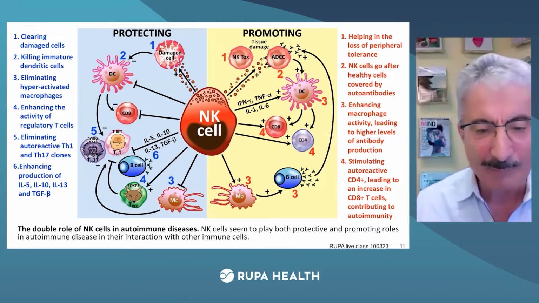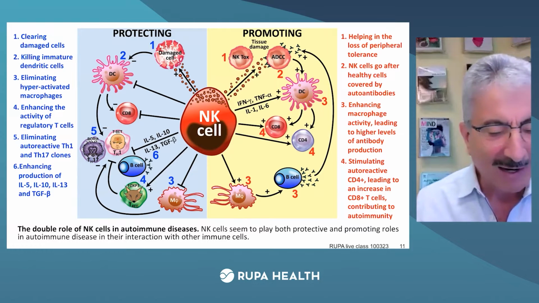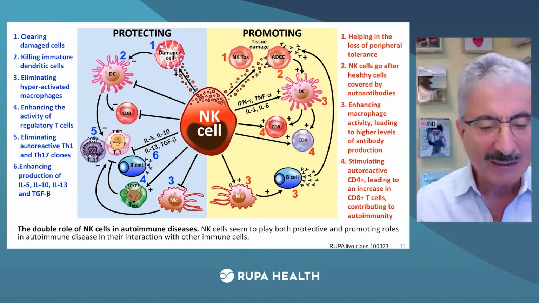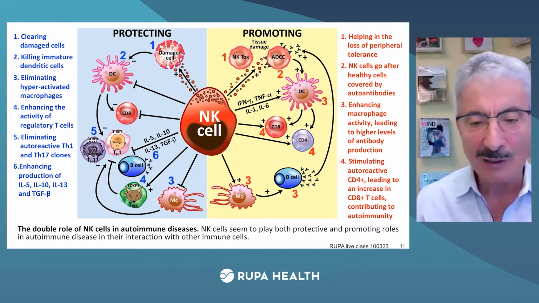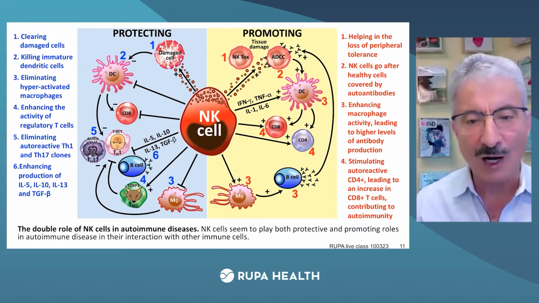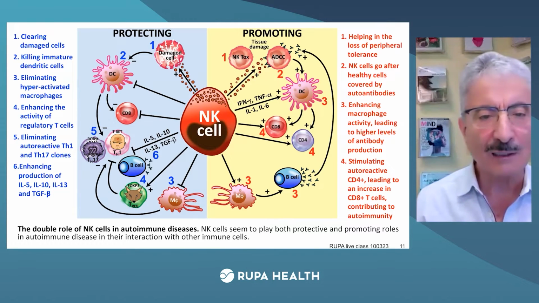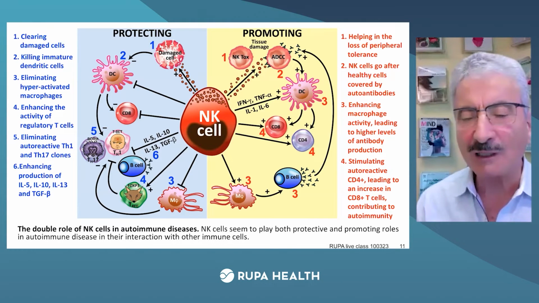helper 1 and T helper 17, and finally can enhance production of regulatory cytokines to inhibit Th1, Th17, and overactivation of B cells that results in production of autoantibody. So those are the protective roles of natural killer cells.